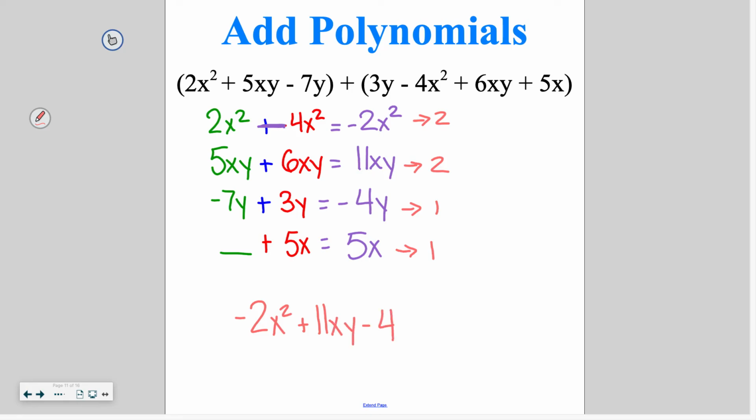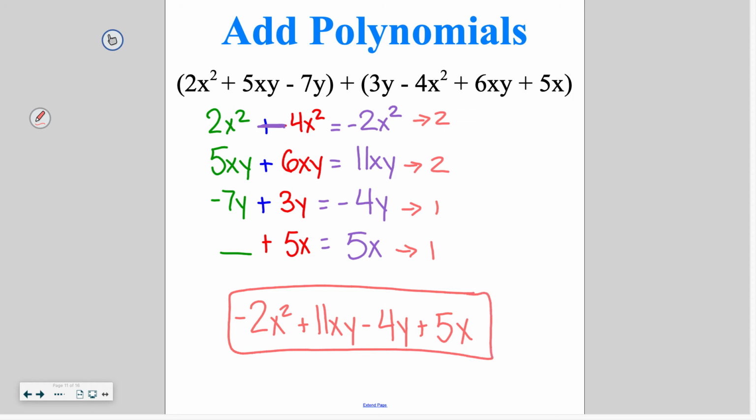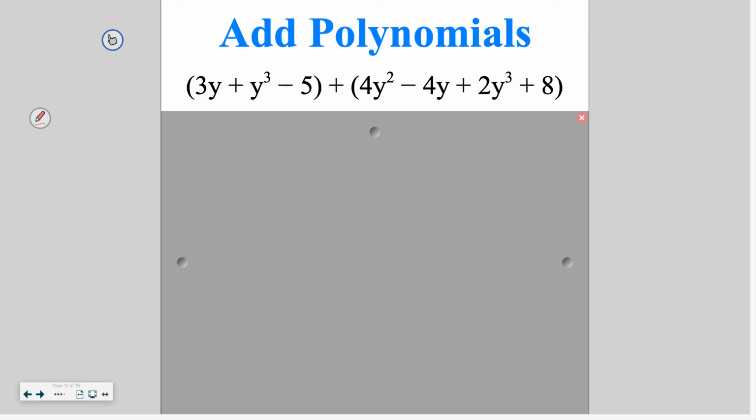And my final answer is negative 2x squared plus 11xy minus 4y plus 5x. And this would end up being a second degree polynomial. Go ahead and try adding this one on your own.